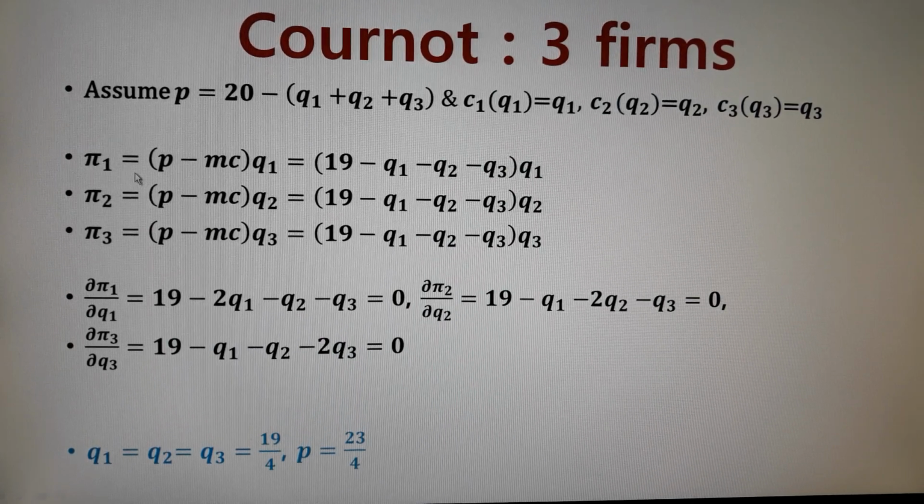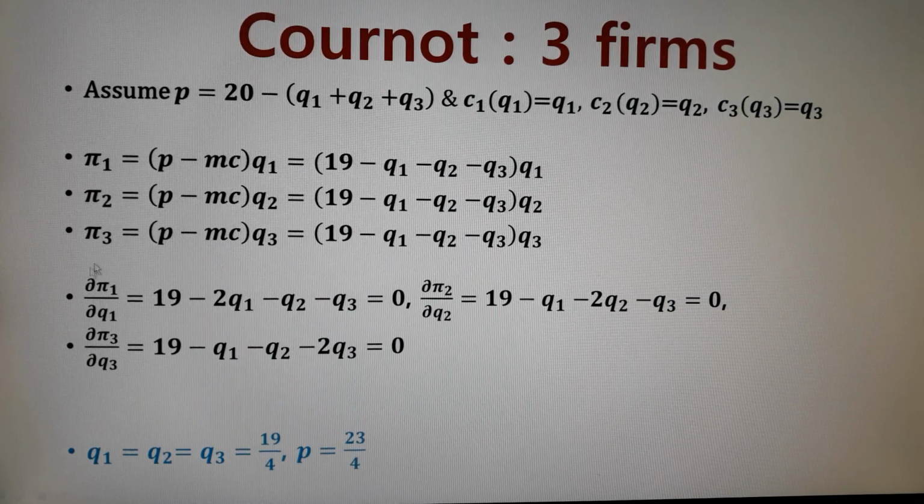And the profit, now we have to consider the profit of three companies. It's going to be 19 minus Q1 minus Q2 minus Q3, multiplied by Q1. Okay? Do it by yourself. It's going to be in the assignment, and you are going to use that quite a lot if you go to the industrial organization class and higher classes.